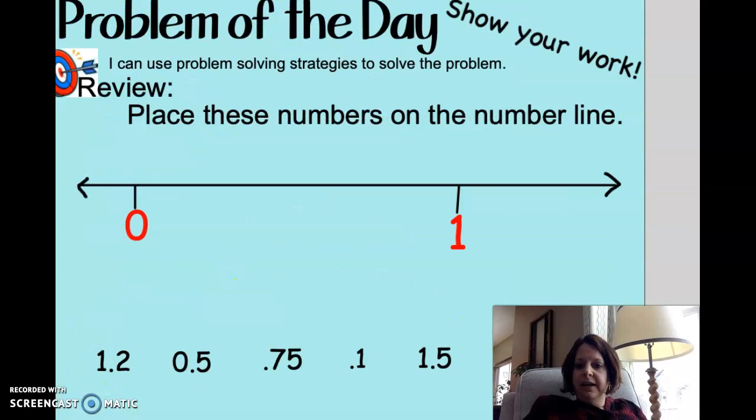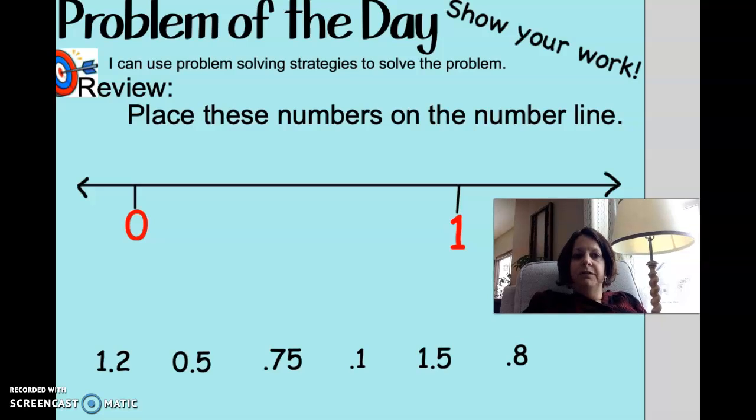All right, guys, today I have some review for us to work on. So our problem of the day, our target is I can use problem-solving strategies to solve the problem. So I've got a number line here, and I have between 0 and 1, and I have these numbers down here, and I'm going to need to put them in the correct spot. So that is the challenge today. I'm going to put you on pause, and when we come back, we'll go over our answers.